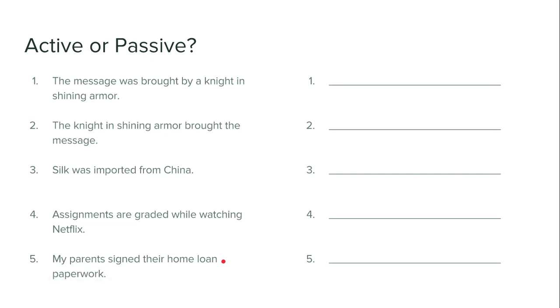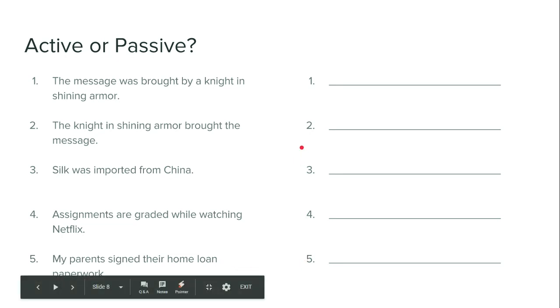All right, if you need to pause right now, go ahead and click pause while you fill in active or passive for each of these. You don't have to write out the sentences again. And we're going to be moving on in 3, 2, 1.